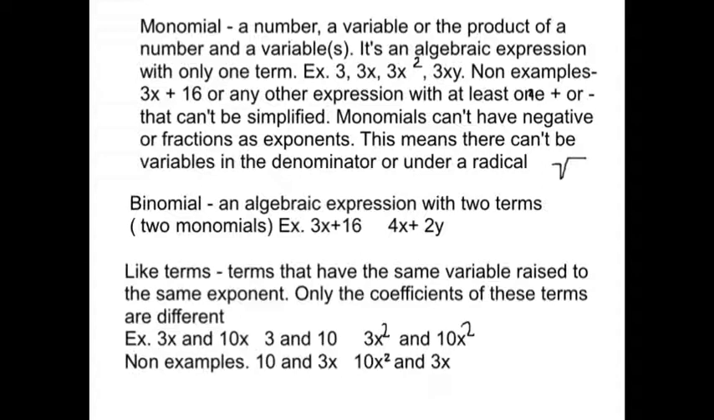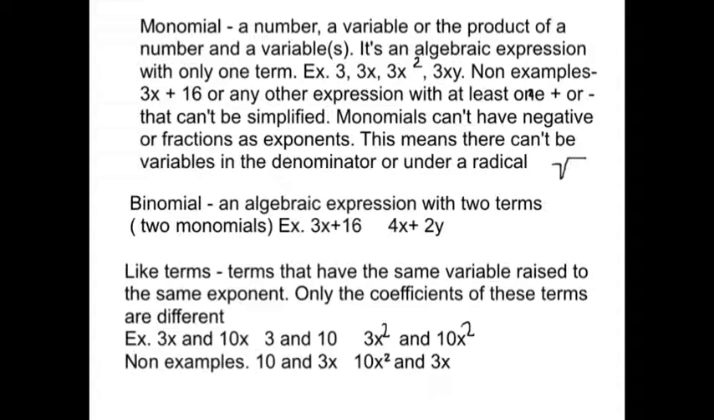3x plus 16, on the other hand, is a binomial because 3x and 16 do not have the same variable and exponent combination. They cannot be simplified. 3x plus 16 is as simplified as that algebraic expression goes. Two terms, binomial. 4x plus 2y, same situation. They're not the same variable exponent combination. They cannot be combined. Therefore, 4x plus 2y is a binomial that is fully simplified.